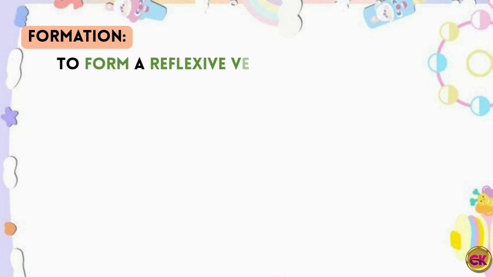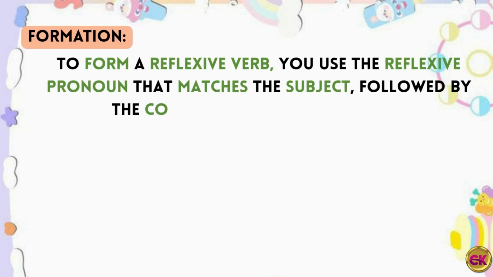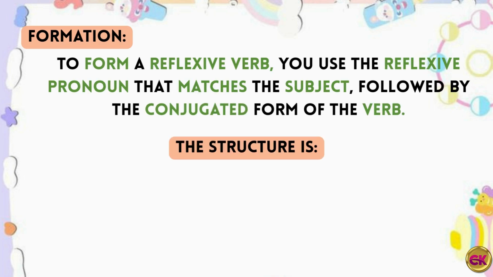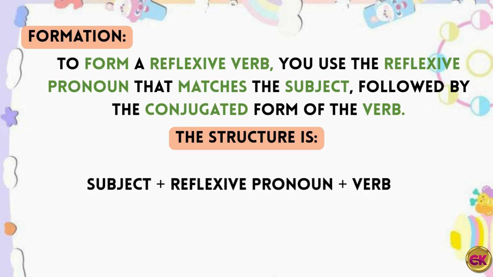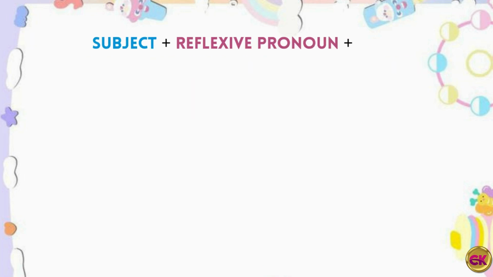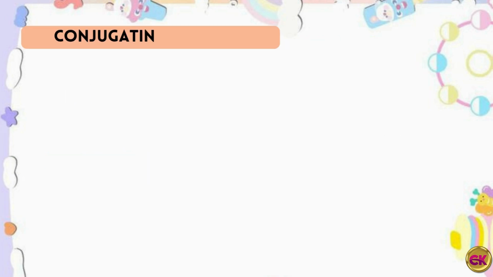Formation. To form a reflexive verb, you use the reflexive pronoun that matches the subject, followed by the conjugated form of the verb. The structure is subject plus reflexive pronoun plus verb, which is conjugated accordingly. For example, je me lave. Il se réveille.